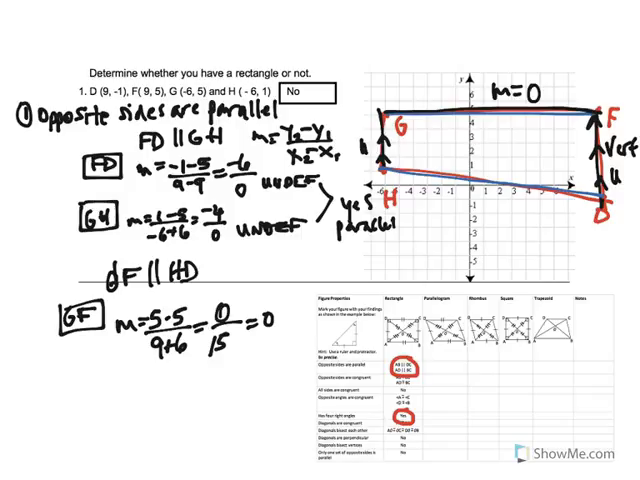So far, all of our answers are making sense. But a slope of 0 is what we have for GF. So let's see what the slope of HD is. HD here.